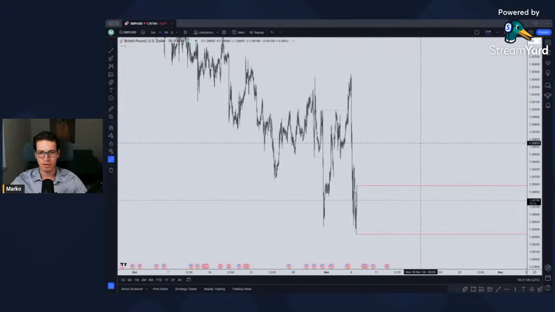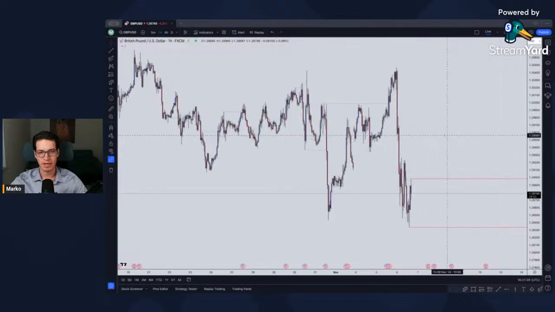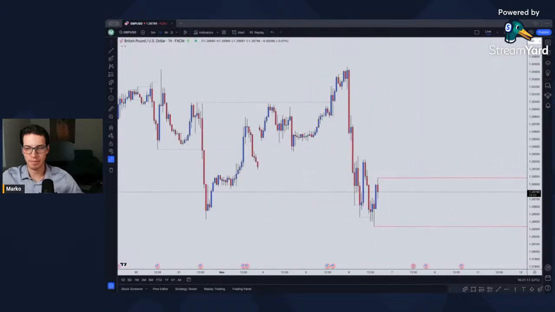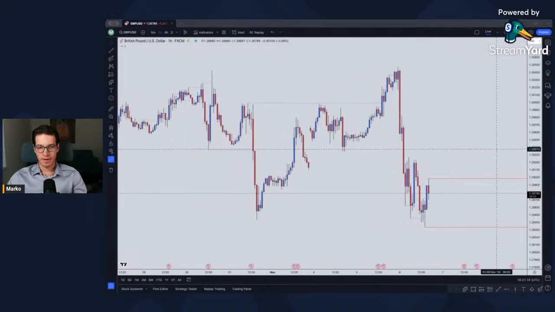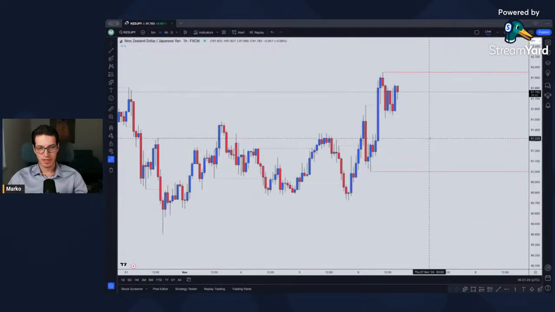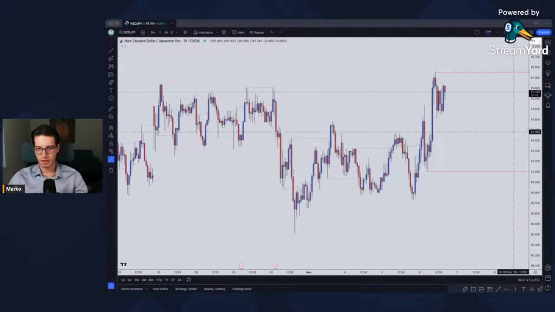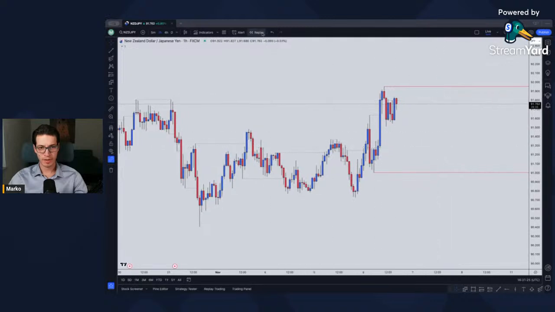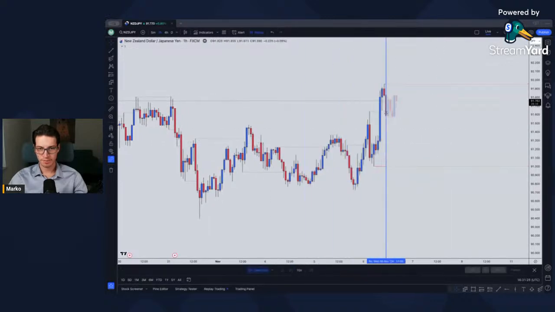So pound US dollar, it's going on the watch list because I am seeing better price action than, let's say, the Aussie US dollar. I am seeing some patterns, some interesting patterns. The next one on the list is going to be the New Zealand Japanese yen. So this one was also interesting because of the V reversal.